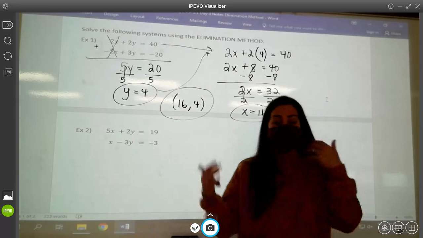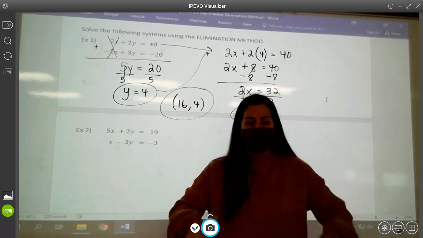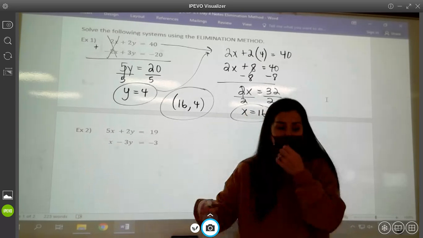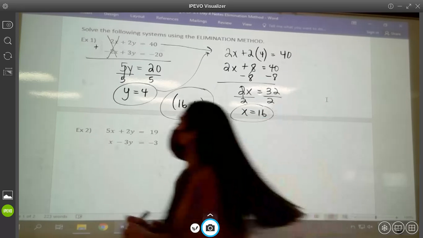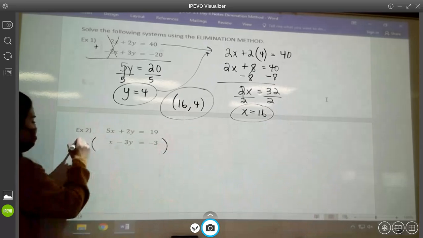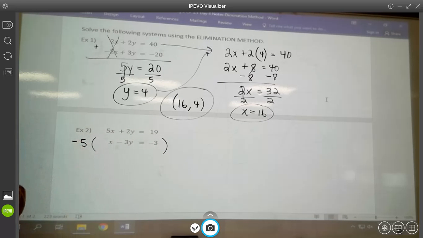So the easiest thing to do is get rid of x, because to get rid of x, I only have to change one of the equations, not both. All right, so that's what I'm going to choose to do. I'm going to times the bottom equation by negative 5 so I can eliminate my x's.